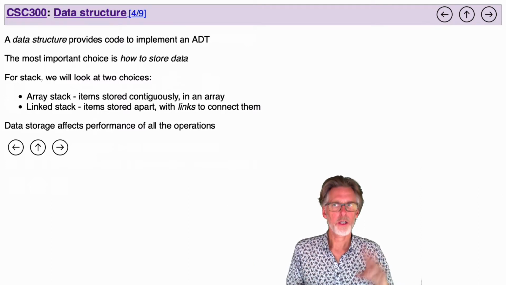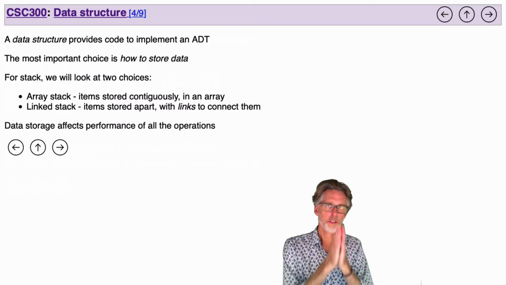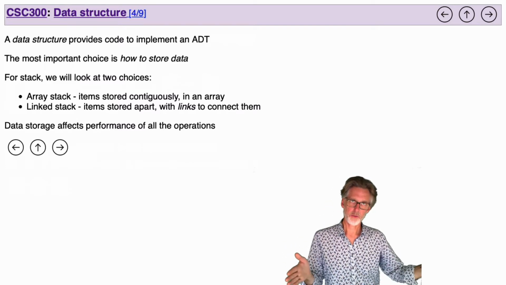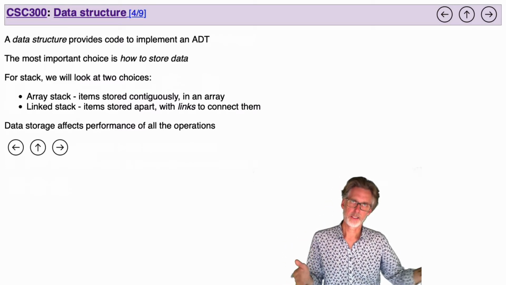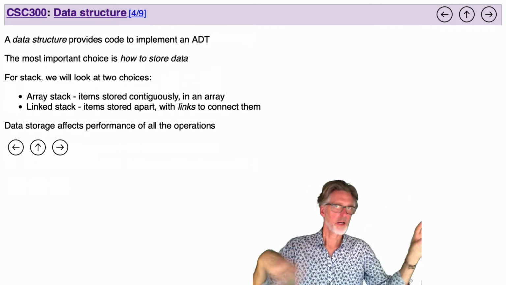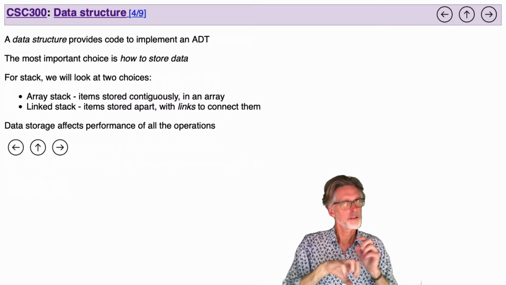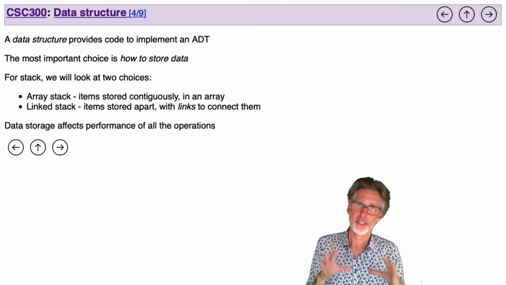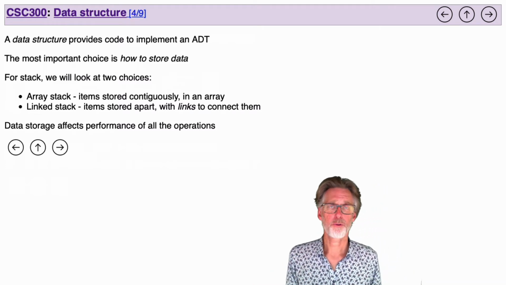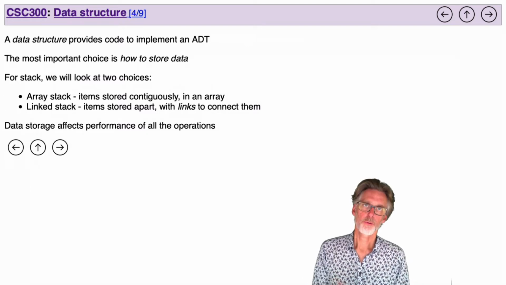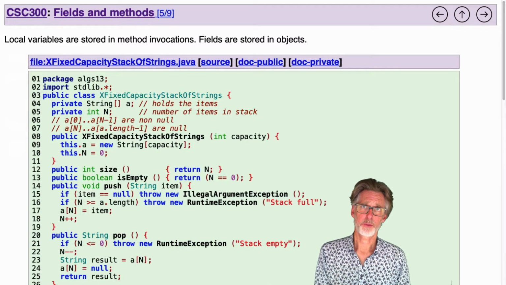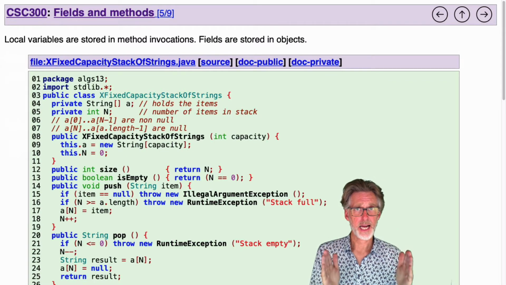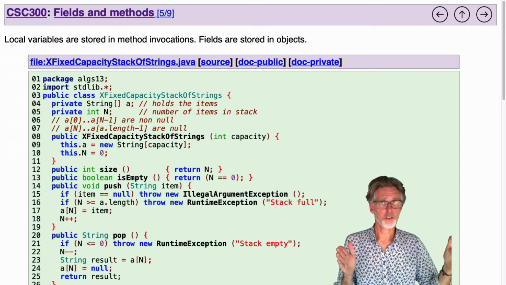For the stack, we're going to look at two choices. One is to put all of the items contiguously in an array, and the other is to spread them around the memory and to connect them via links. The choice of the storage pattern affects the performance of all the operations. To start off with, we'll be working with a very simple example, which is a fixed capacity stack where everything is stored contiguously in memory.